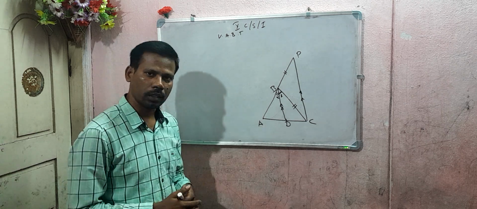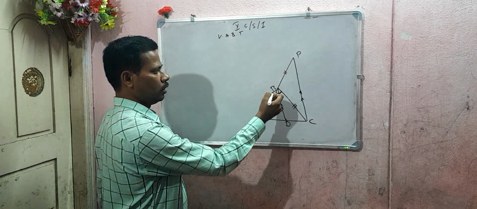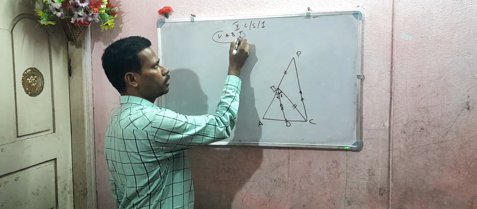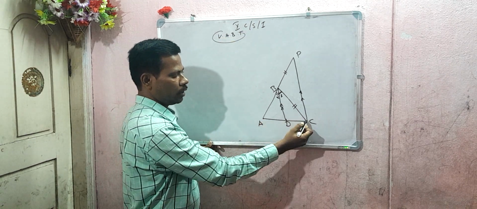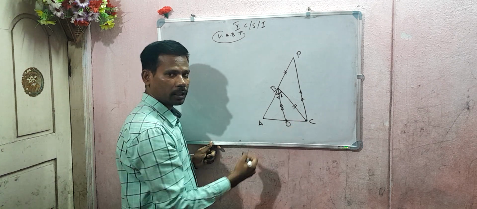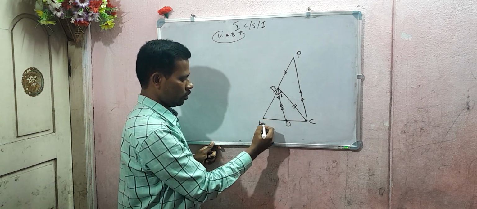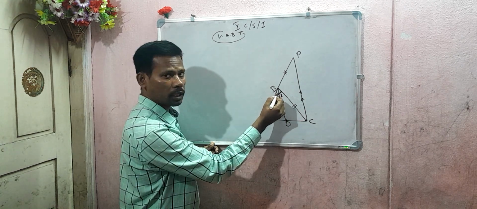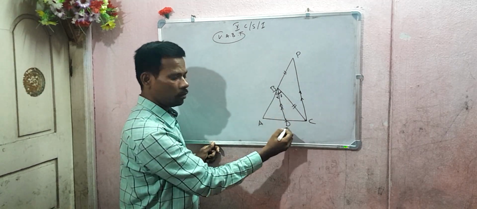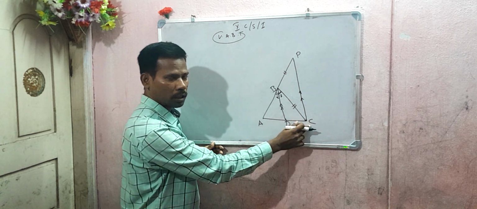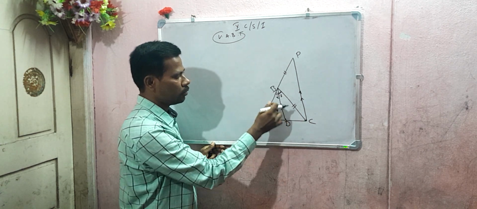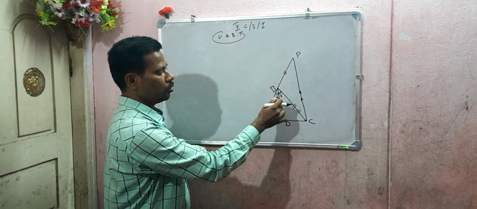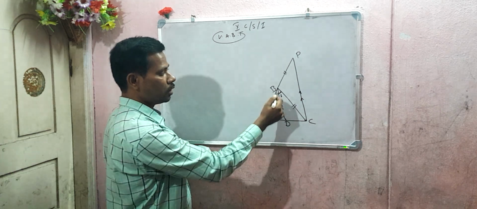So what does it state? Vertical angle bisector theorem. We know that A and C are the base angles. Angle B is the vertical angle and BD is the bisector, because it is dividing this angle into two equal halves. So what does it state?